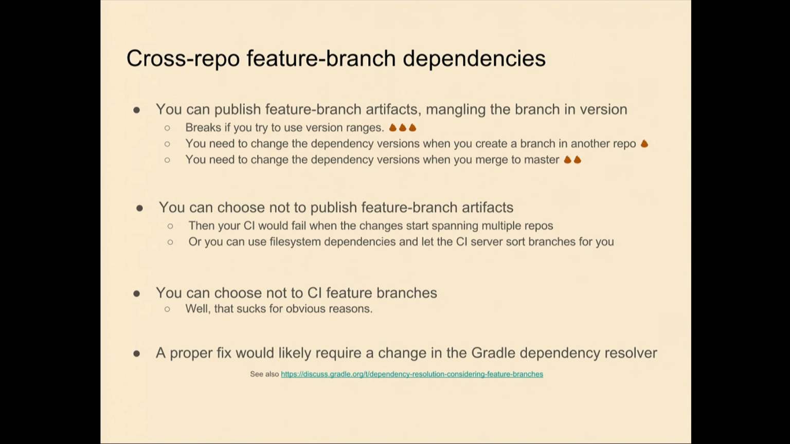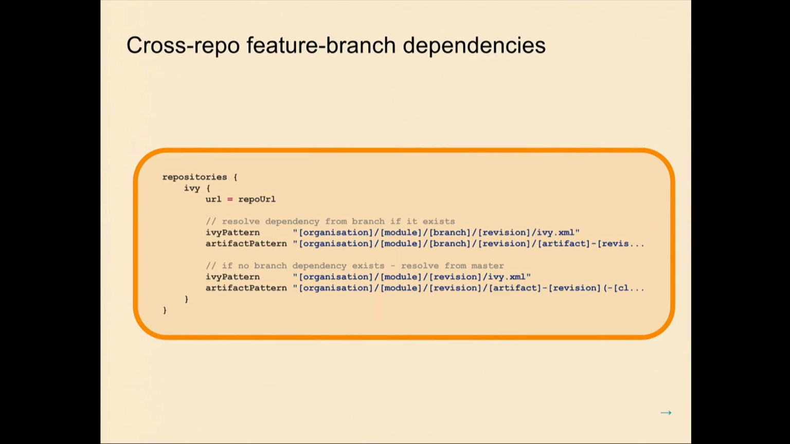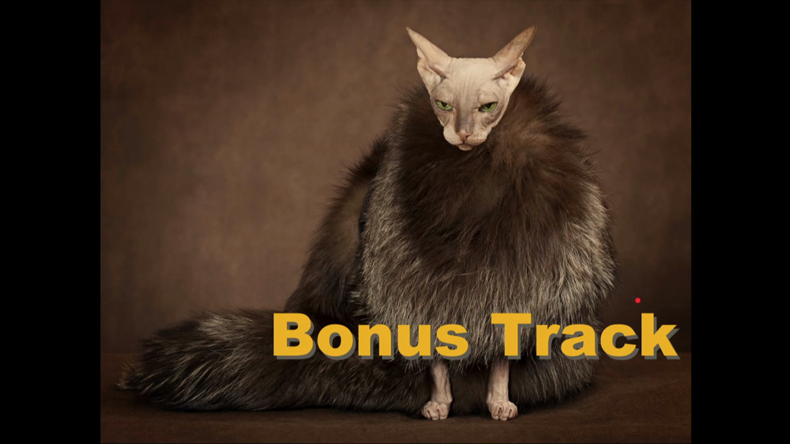And a proper fix would probably require a change in the Gradle dependency resolver in some way. And Gradle almost has that already, in the form of the Ivy dependency resolver, but we're using Maven descriptors right now. So with the Ivy dependency resolver, if you had Ivy metadata, and if the Ivy metadata had the branch property set, then you would be able to first resolve the dependency with a branch, and then resolve the dependencies without a branch. And then from the branch, you would publish to the branch.